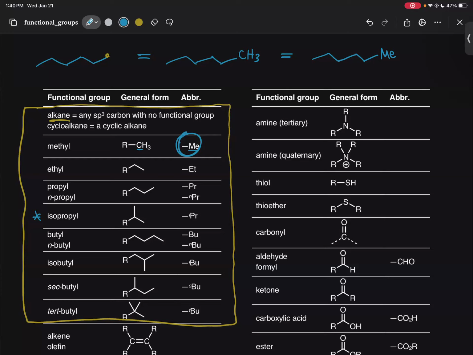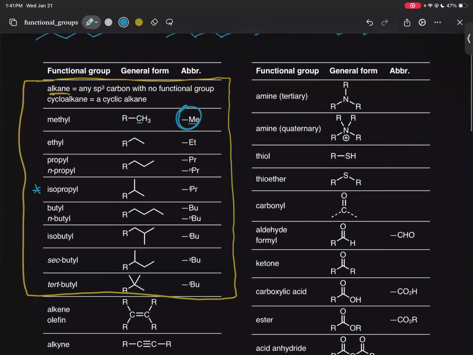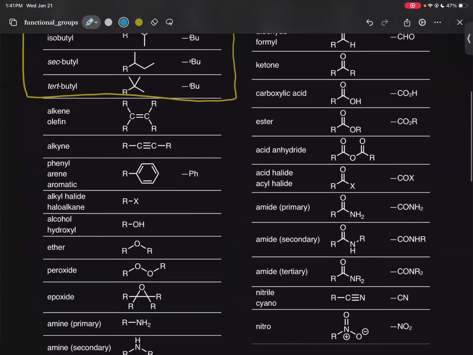Then these 4 down here are butyl groups, which are all 4 carbon groups. And with more carbons, there's more ways to attach them. There's pentyl groups that are 5, hexyl groups that are 6, but that tends to get pretty complicated pretty quickly. So that's just an overview of the alkanes.